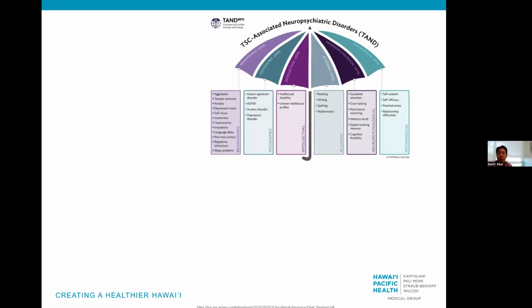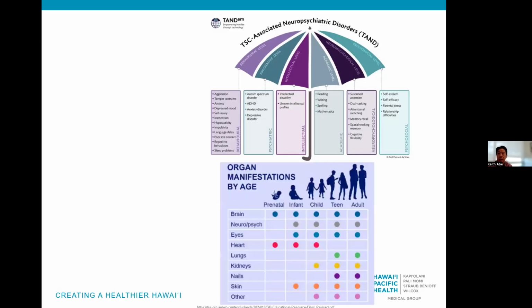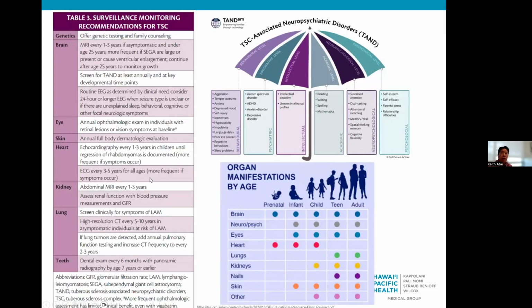But in general, of the ones that we're talking about today, there's a tendency for much more intellectual and behavioral challenge. Because of the way they present over time in terms of the manifestations, prenatally you may have the heart and brain findings, but a lot of these other ones will manifest more toward the later age. Then these surveillance guidelines are available.